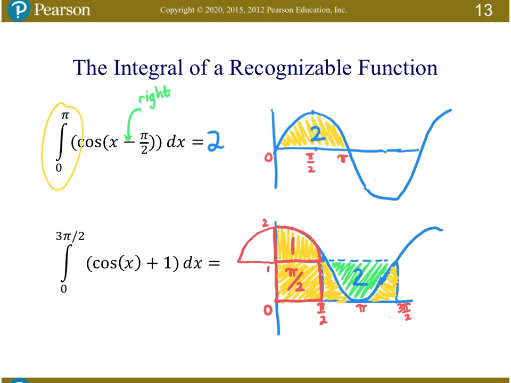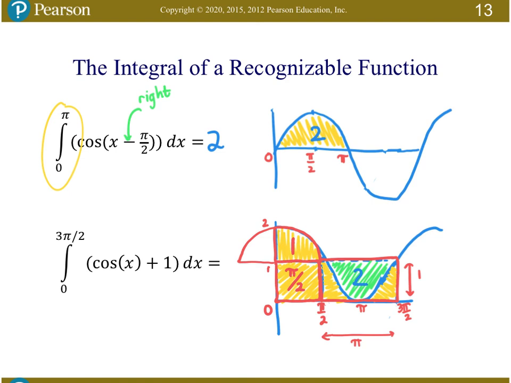Okay, now let's deal with the space between pi halves and 3 pi halves. Look at the yellow and the green together. The yellow and the green together form another complete rectangle. The base of that rectangle from end to end is pi, going from 3 pi halves to pi halves. The height of that rectangle is 1. And so the area altogether of that would be pi.